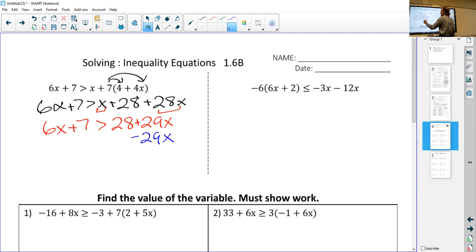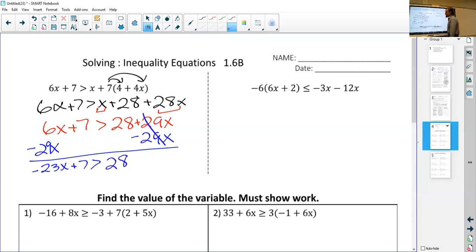So if we do minus 29x to both sides, 6x minus 29x. So that would give us negative 23x plus 7. Still greater than, we're not messing with the signs at the very end. 28, these cancel. Okay? So now we're left with what we had yesterday, just a two-step inequality. So we want to get that by itself. So we would do minus 7 to both sides. So it would be negative 23x greater than, these cancel, 28 minus 7 is 21.